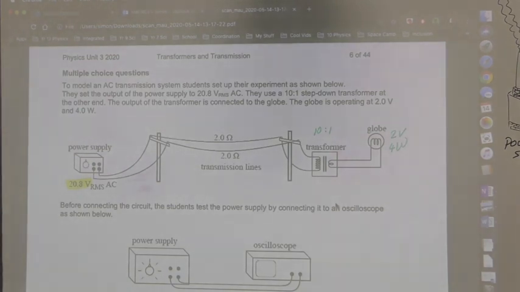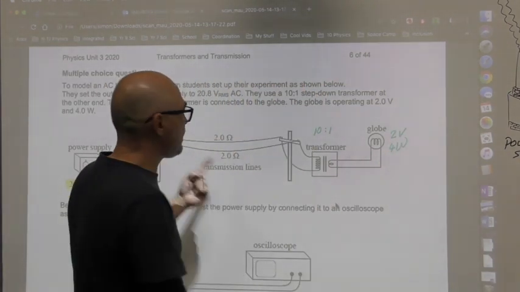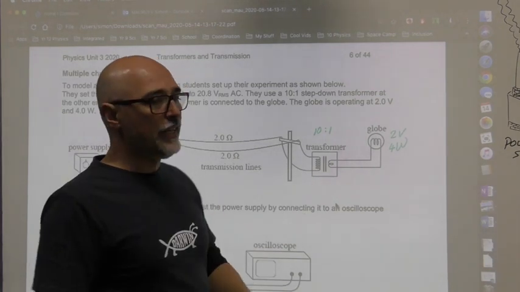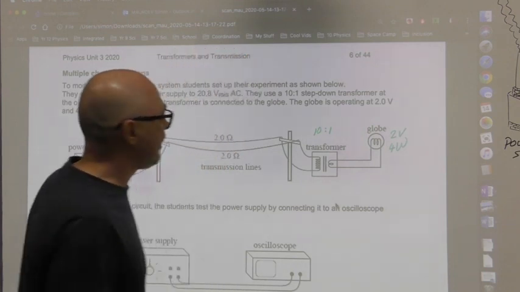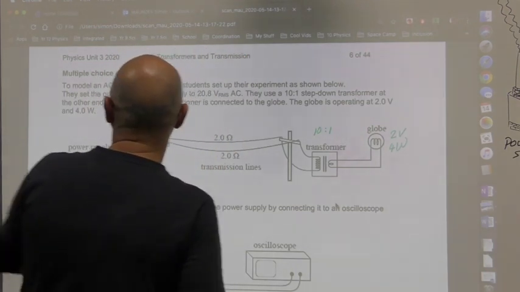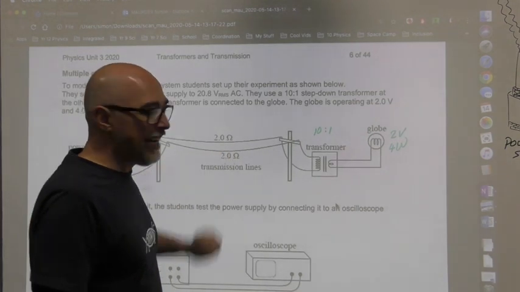So, let's see. They set the output of the transformer 20.8 V RMS AC. They use a 10 to 1 step down transformer. Why? Because the globe is only little. It only needs 2 volts. If you hit it with 20 volts, it's just going to burn out. So how are you going to fix this? You're going to go spend a bunch of money on a transformer to light up a single 2-volt globe. All right, so your transmission lines are of 2 ohms each.